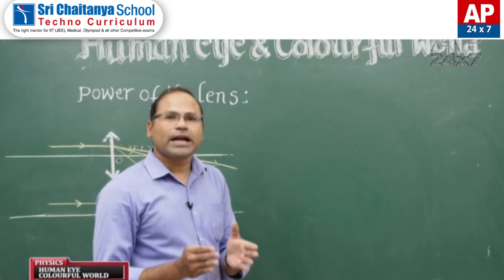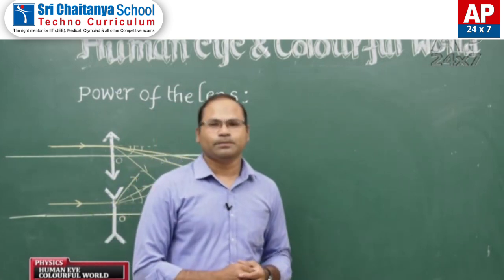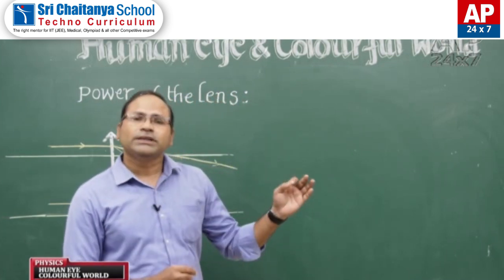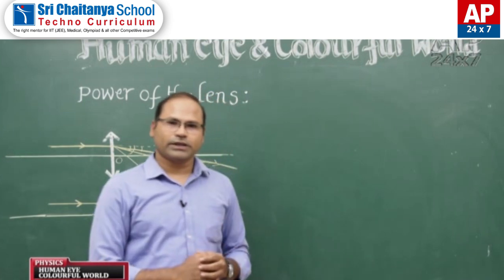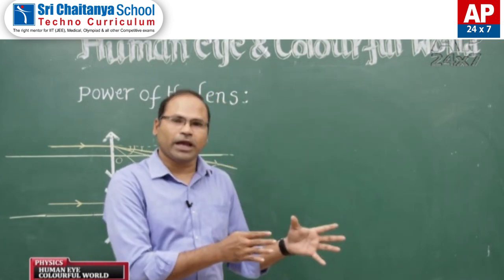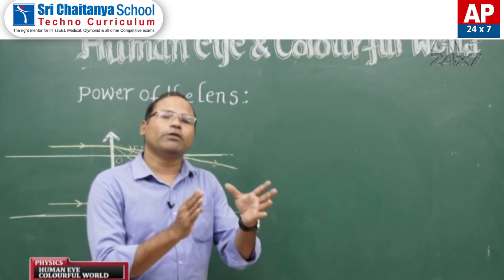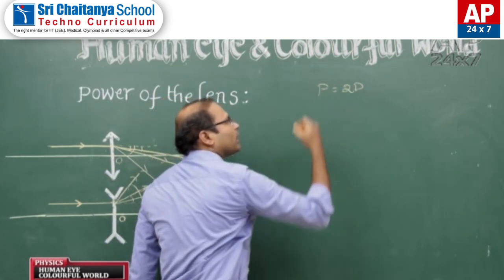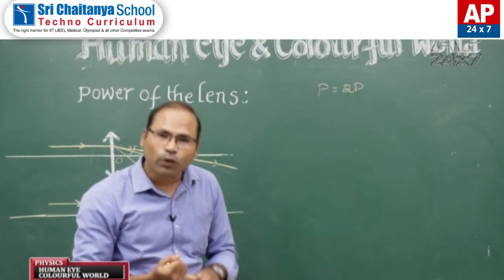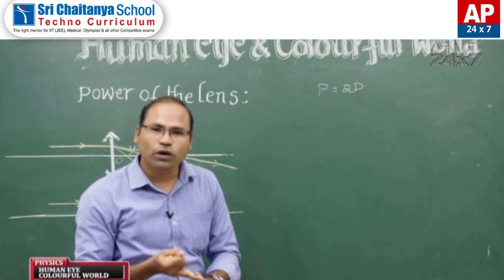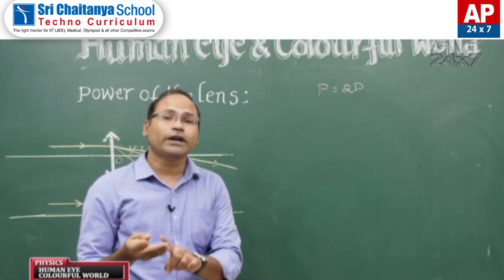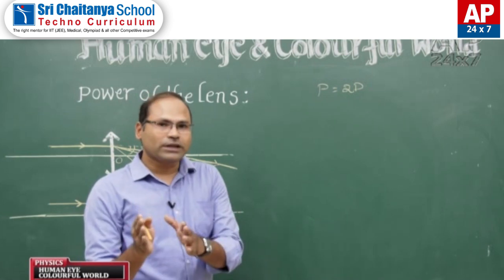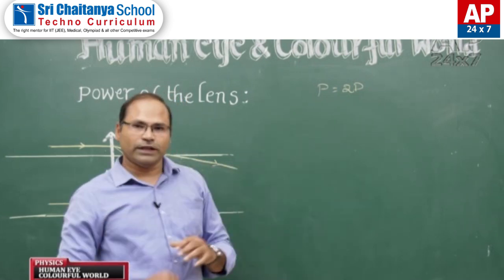Let us try to understand power with a small example. In a question, it is asked like this: a person suffering from an eye defect, and the doctor prescribed him to use a lens of power 2 diopters. Now he is asking to find the focal length of the lens, the nature of the lens, and the defect of vision, what kind of defect of vision he is suffering from. So first let us start with finding the focal length of the lens.